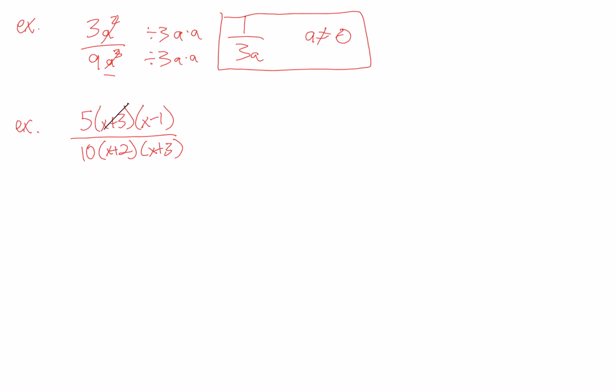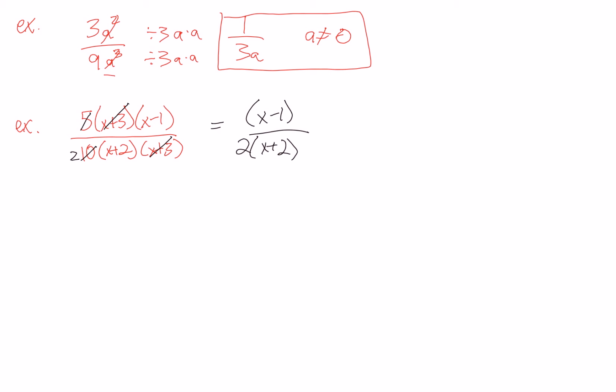So you can see we've got an x plus 3. So we have a common x plus 3 top and bottom, that'll cancel. And then we can also divide by a 5. So that would leave us with a 2 on the bottom. So our final answer in this case then should be just x minus 1 on top. And then we have a 2 times x plus 2 on the bottom.